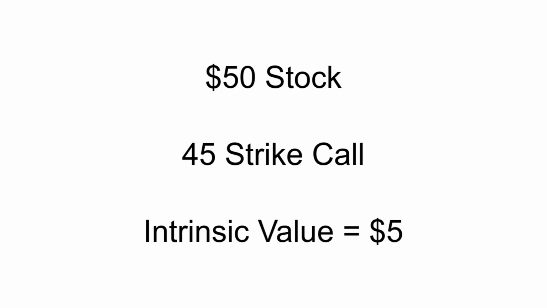Here we have a stock trading for $50 per share. There's a call option on this stock with a strike price of $45. Remember, the call gives the buyer the right to purchase the stock at the strike price of the option. In this case, the owner of the call could exercise their right, and that would save them $5 on the stock. This option has $5 of intrinsic value.